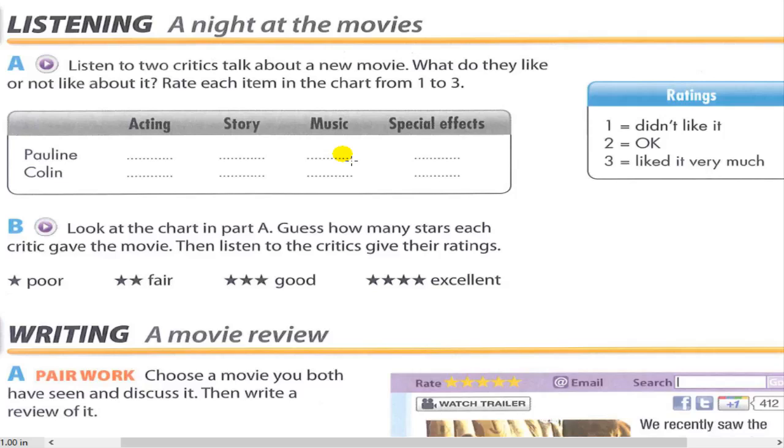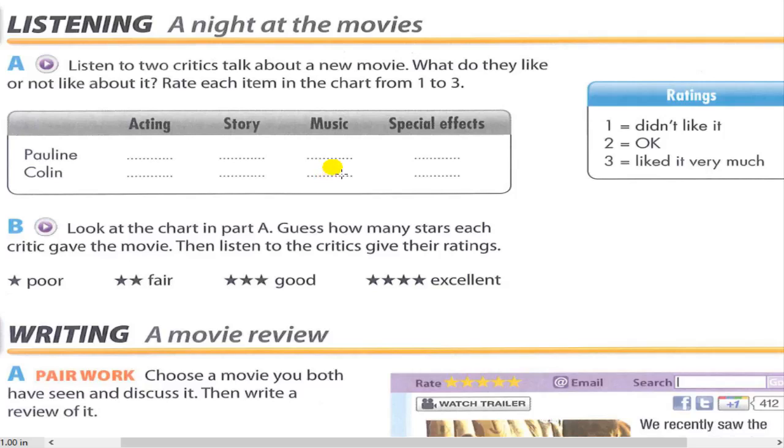The music. For Pauline, she didn't like it. 1. Colin liked it very much. Colin thinks that the music added to the scenes, added to the movie. Pauline, 1. Colin, 3.